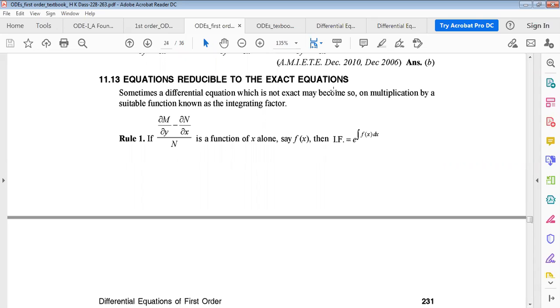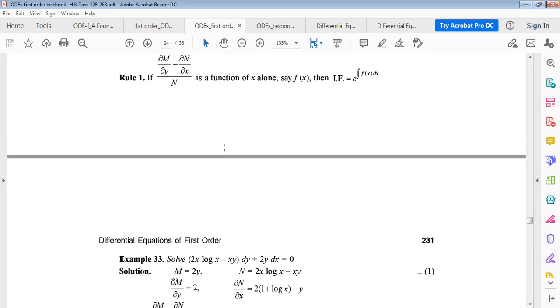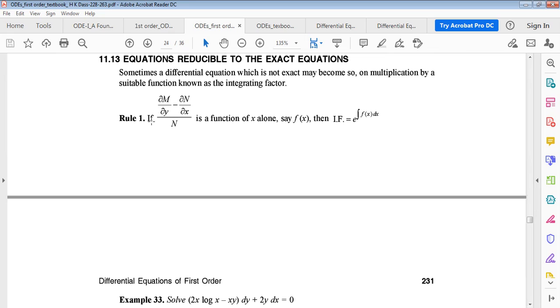Equations reducible to exact differential equations. Sometimes a differential equation which is not exact may become so on multiplication by a suitable function, known as an integrating factor. Then we have to take the help of the integrating factor. There are actually two rules. The first rule applies if it is not exact, that means ∂M/∂y is not equal to ∂N/∂x.